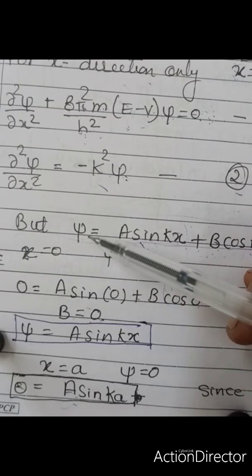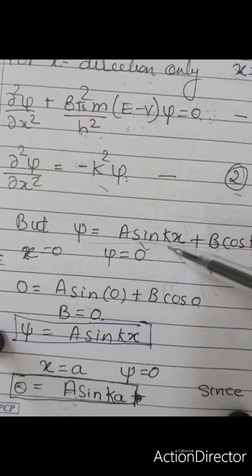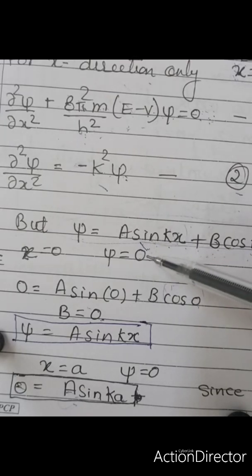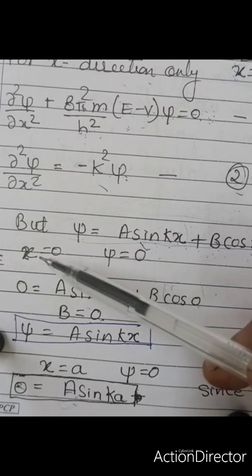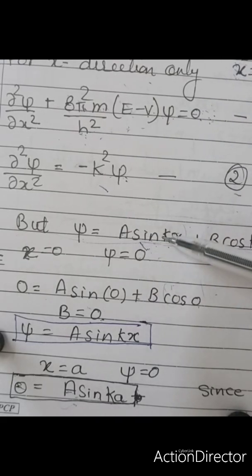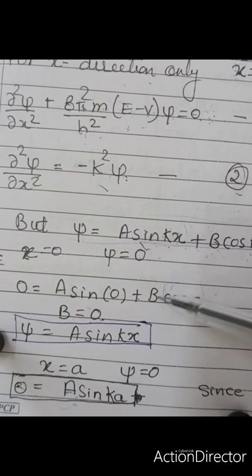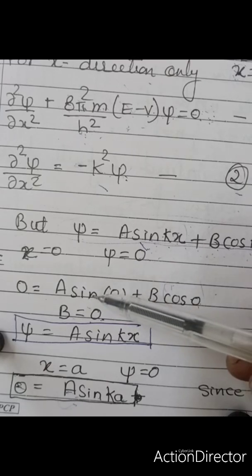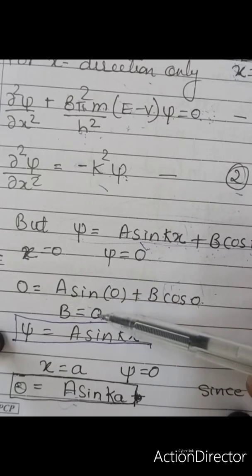Now the wave function psi is represented by psi(x) is equal to a sine kx plus b cos kx, where a and b are arbitrary constants. We will apply the case when x is equal to 0 and psi is equal to 0, putting these in this equation. So the equation will become psi, we are taking 0, is equal to a sine of 0 plus b cos of 0. Now sine 0 is 0 and cos 0 is 1. So here we are left with b is equal to 0.